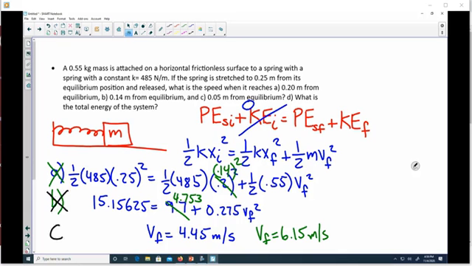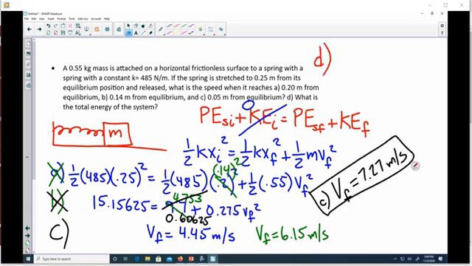And then again for part C, we're just going to repeat the same thing, except now instead of 0.14, we're just going to replace it with 0.05. And if we replace for part C, we find that the final velocity is 7.27 meters per second. And so finally for part D, again, we need only use the initial potential energy to find the total energy of the system.